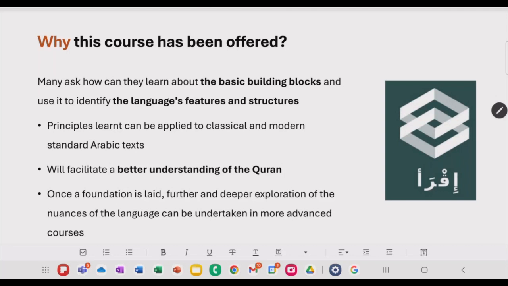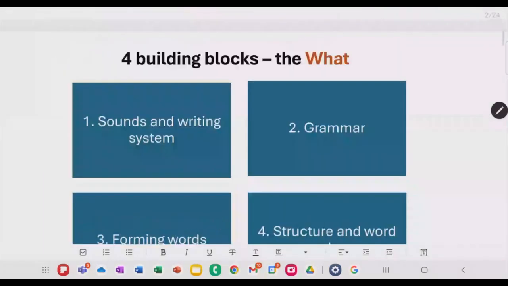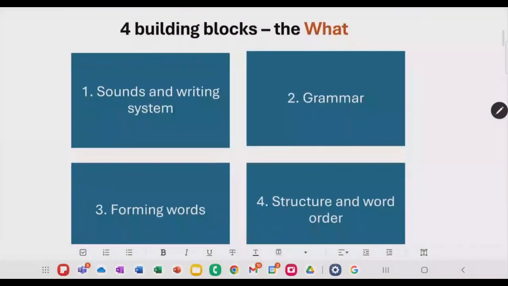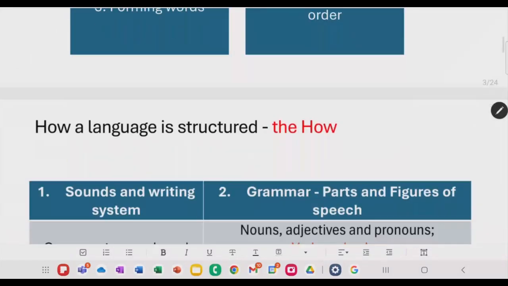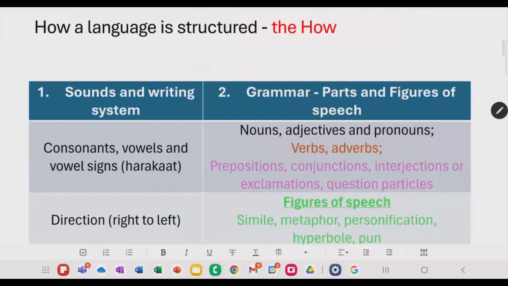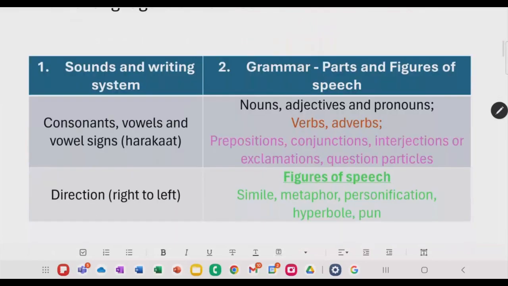And we've used this logo to show you the building blocks that we're going to build on, the scaffolding that we're hoping to use. All right, so essentially we're going to cover four elements. The one is sounds and the writing system, which is to do with the phonetics. In other words, all the alphabets and how the sounds are made up. Then we're looking at the grammar component. And then the next step would be the forming of words, and then structures and word order, and then obviously how the entire language works. So how we're going to cover that is in the following.